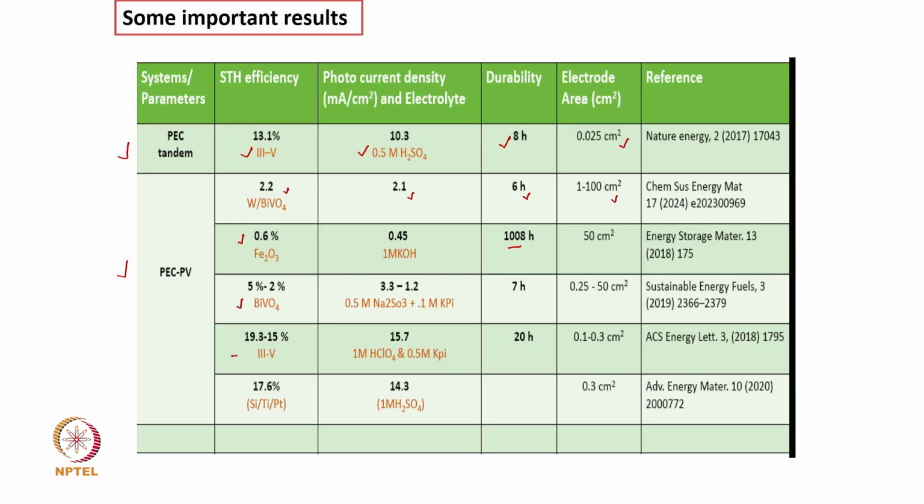So, another typical example of higher efficiency is again a 3,5 material, which has 19.3% efficiency with a durability of 20 hours. And this is an efficiency where we take a slightly different counter electrode. We generally take platinum, but one can have a silicon, titanium, platinum or tri-layer, and one can have an efficiency of 17.6% in a small PEC cell.